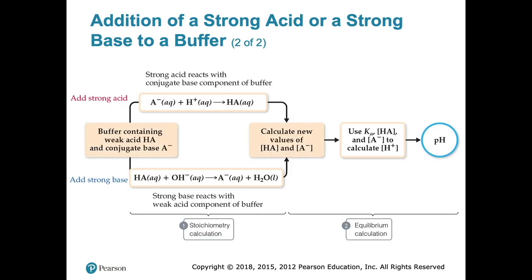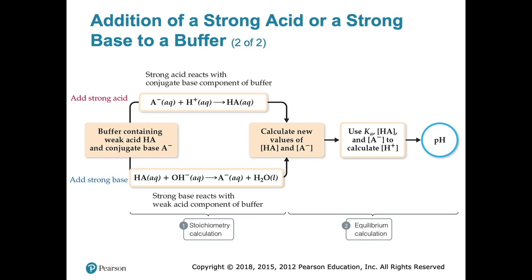So this is this week's You're Welcome chart right here. Sort of, not really, I don't know. But it tells you the equation you should be using when you add in either a strong acid or a strong base, okay? So here, if you add in a strong acid, the equation you should be using is A minus, the conjugate base, plus the proton makes HA. So strong acid reacts with the conjugate base component of the buffer, and then you can calculate the new HA and A minus, and from that, use the Ka to calculate the pH.